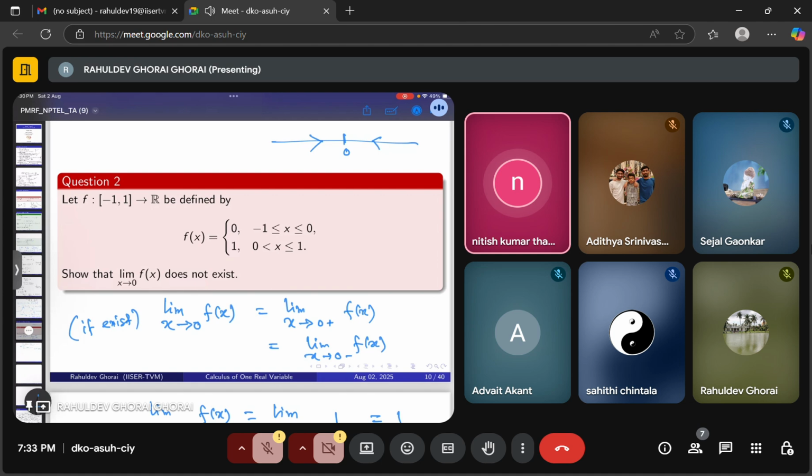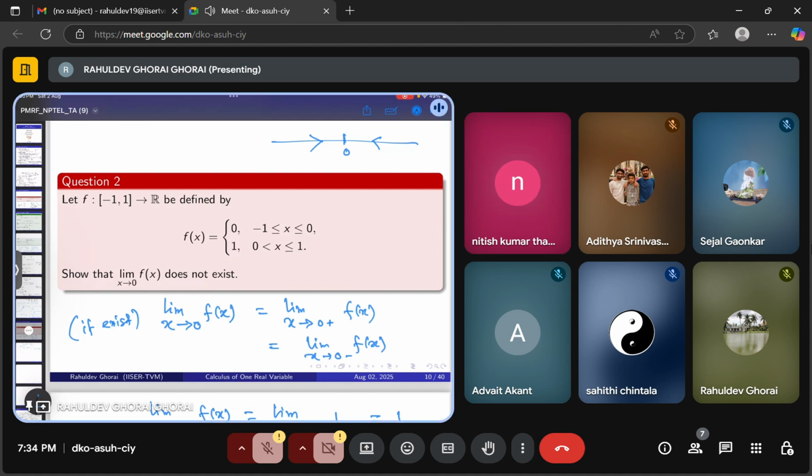Sir, how to select epsilon? No, we don't select epsilon. You give epsilon, I will give delta. If I can give you a delta, then that is done. We can show that the limit is there.